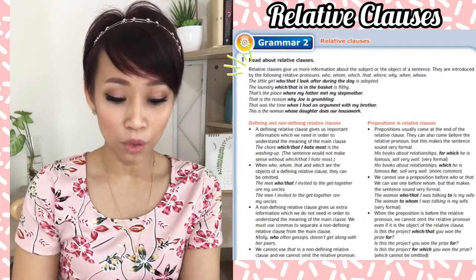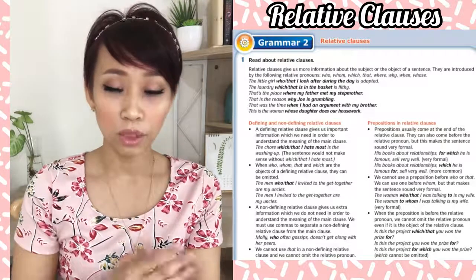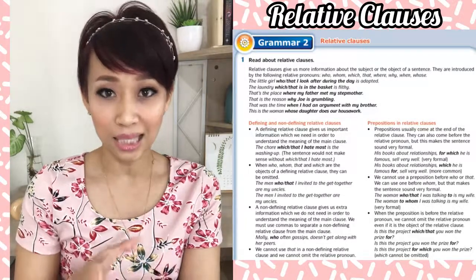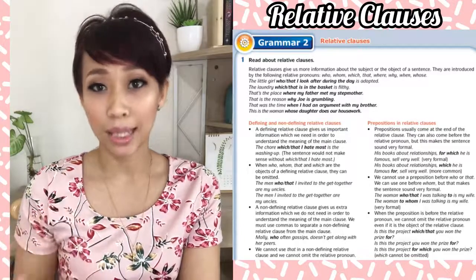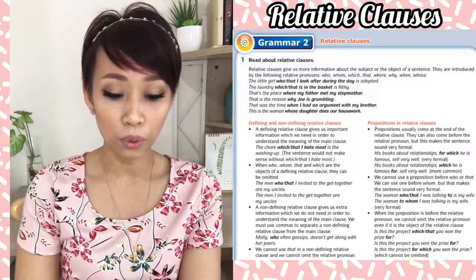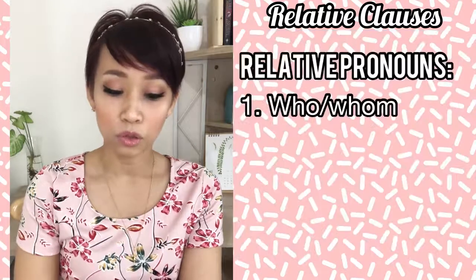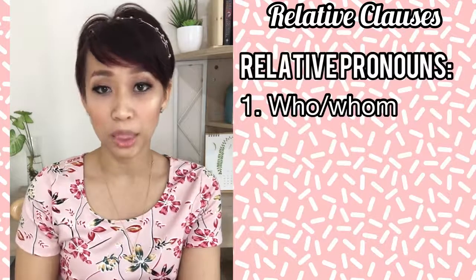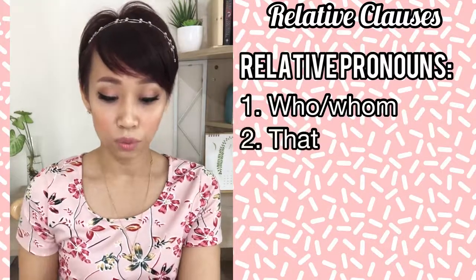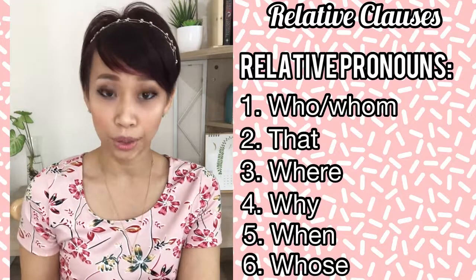Okay, so relative clauses give us more information about the subject or the object of a sentence. So relative clauses ini ialah ayat yang memberi maklumat ekstra. They are introduced by the following relative pronouns: who, whom, which, that, where, why, when, whose. So we use who and whom untuk menunjukkan siapa, that itu, where di mana, why kenapa, when bila, whose siapa punya. So relative clauses ini memberi maklumat tambahan.